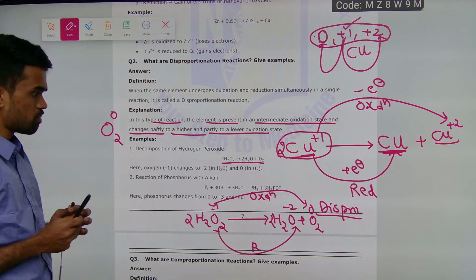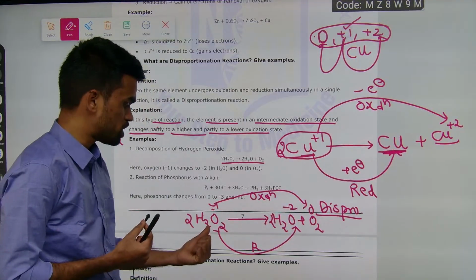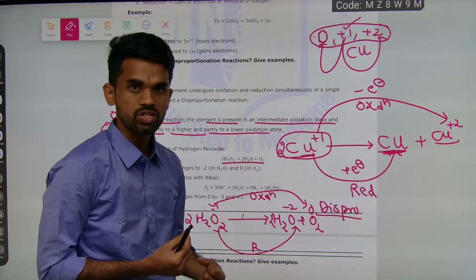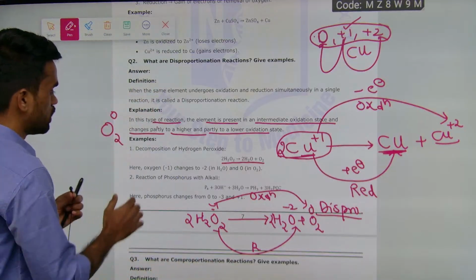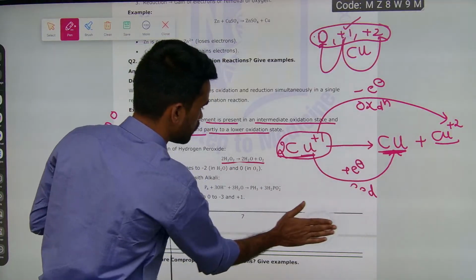Okay, like this you need to identify reduction and oxidation from the same element, then we can say it is a disproportionation reaction. Right. So the second example is also clear. Next, one more example I have mentioned in the book.